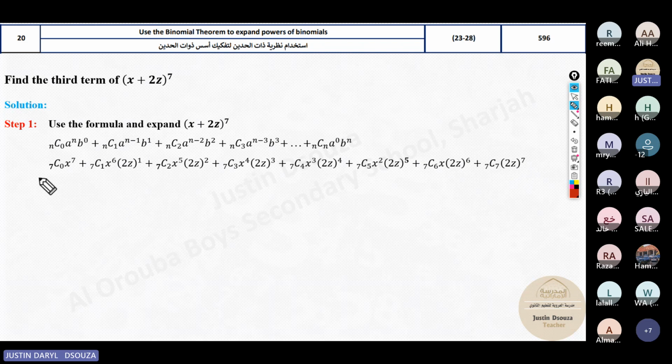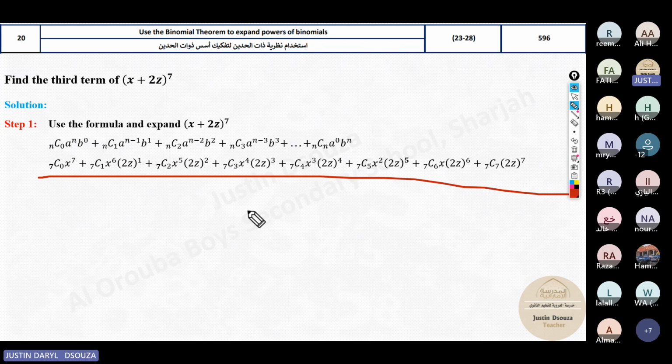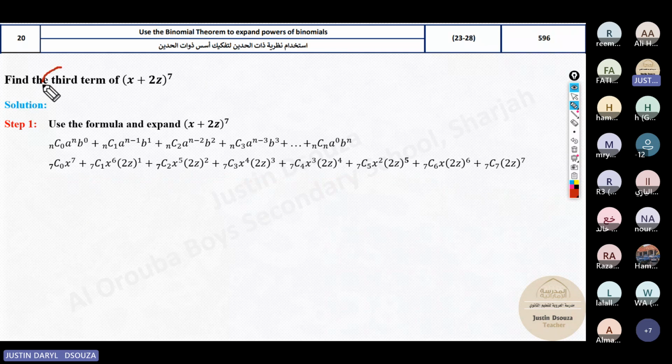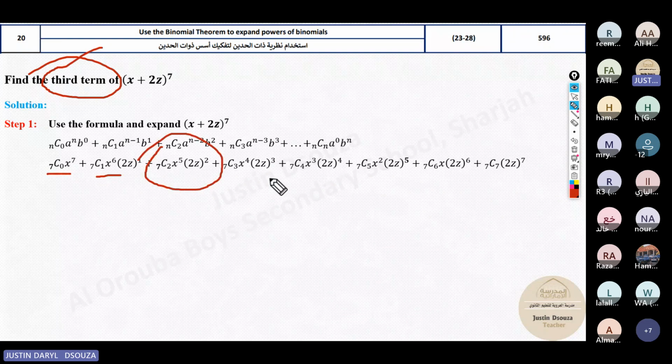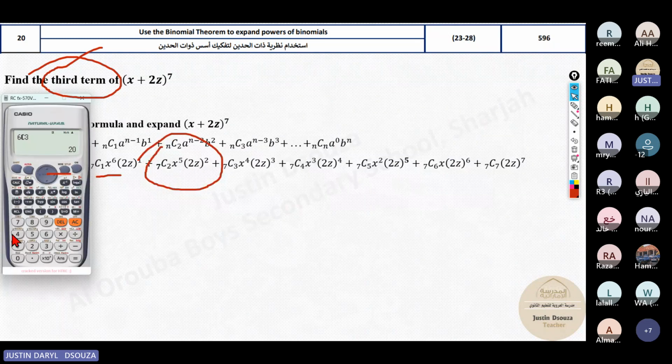Okay, now you can stop over here because it's the 20th problem. Don't go to solve entirely. After the substitution, look at which term is required over here. It's term 3, isn't it? 1, 2, 3. Just take this term and let me solve it. Let me use the calculator.